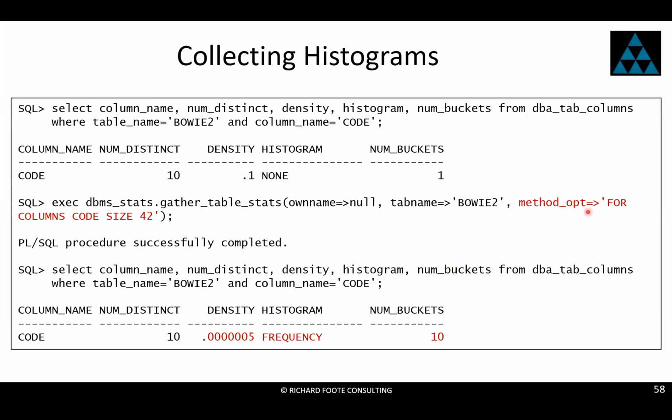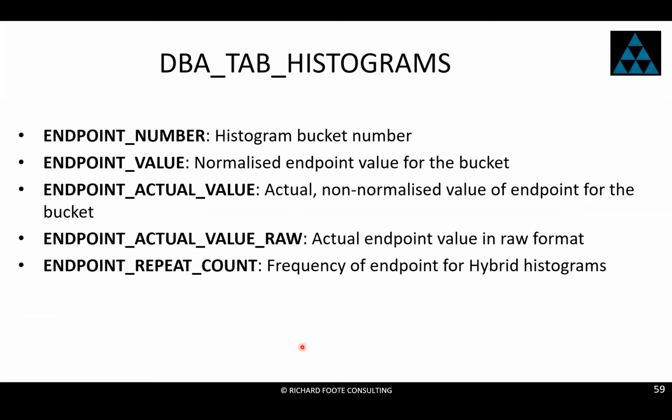Now, what I've got here is no histograms at the moment. So I can manually create histograms. I can say size 42, I want 42 buckets, please. Now, there's only 10 distinct values, which means I can fit my 10 values into 42. So it doesn't matter that I've got extra buckets. They just don't get used. So because I've got fewer values than buckets, I'm getting a frequency histogram.